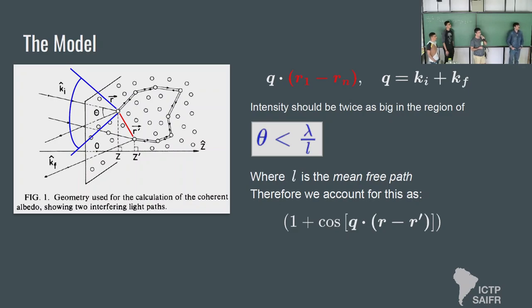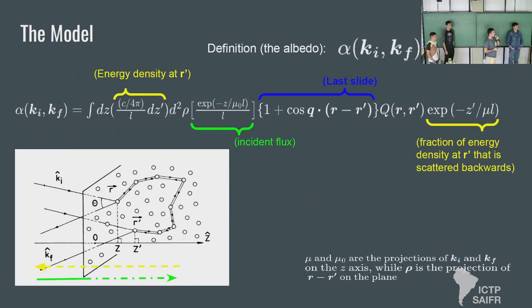This effect usually happens when this theta here is smaller than the wavelength divided by the mean path. The mean path is the mean distance between scatterers. So this is the huge integral I was talking about.